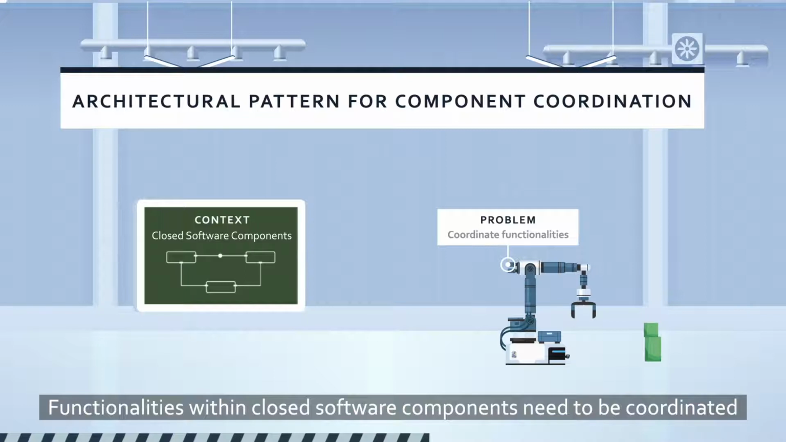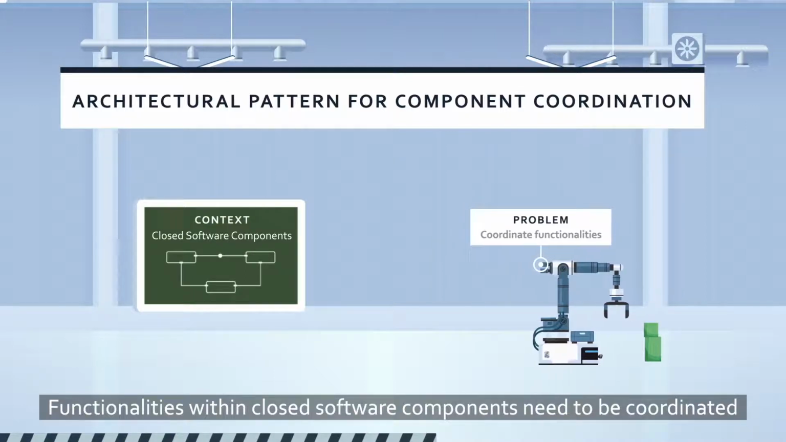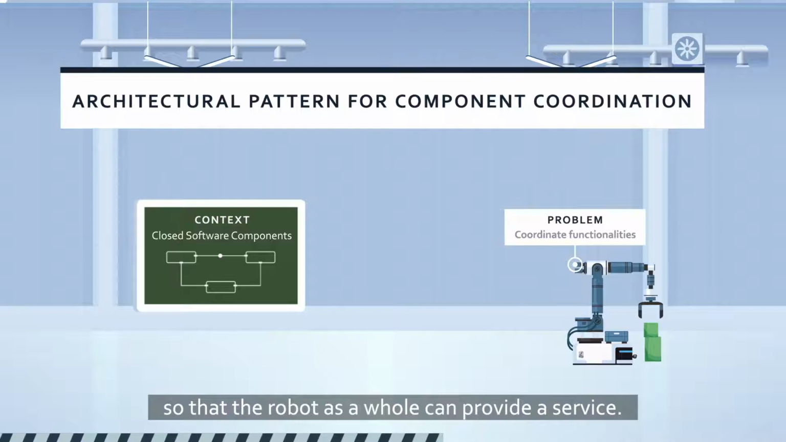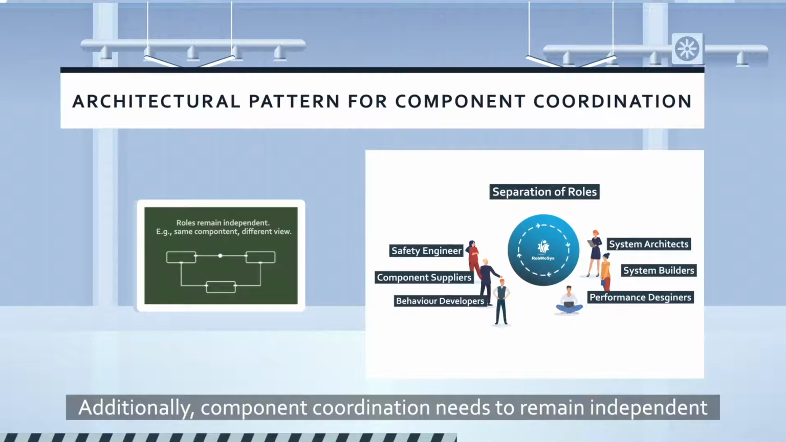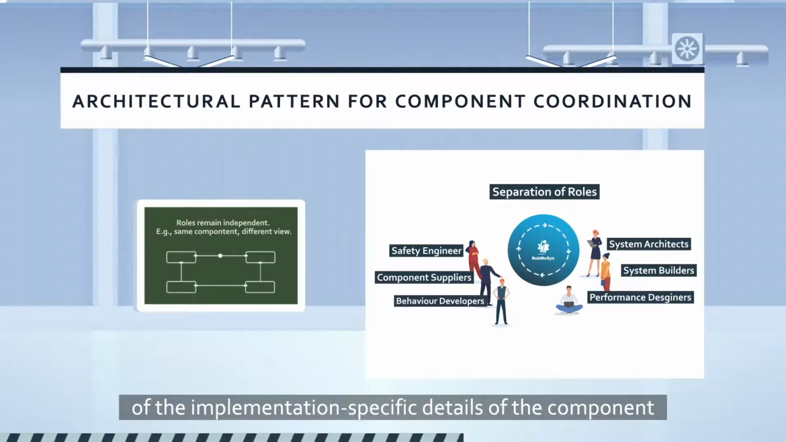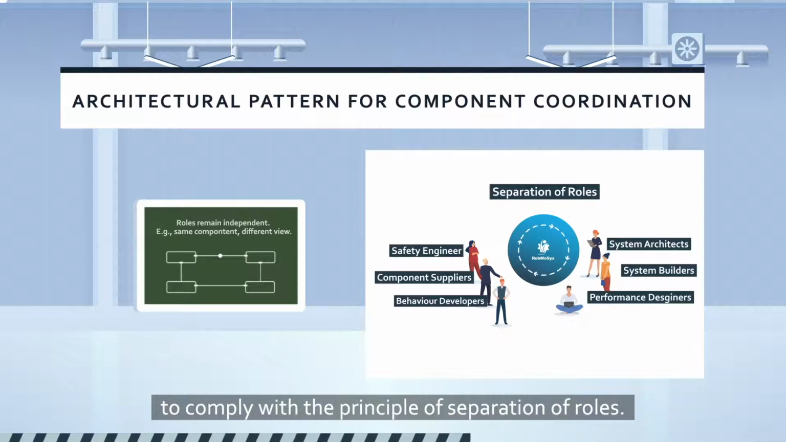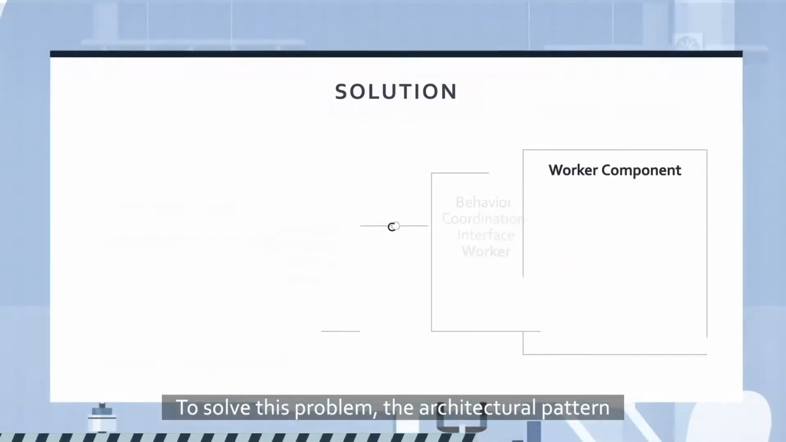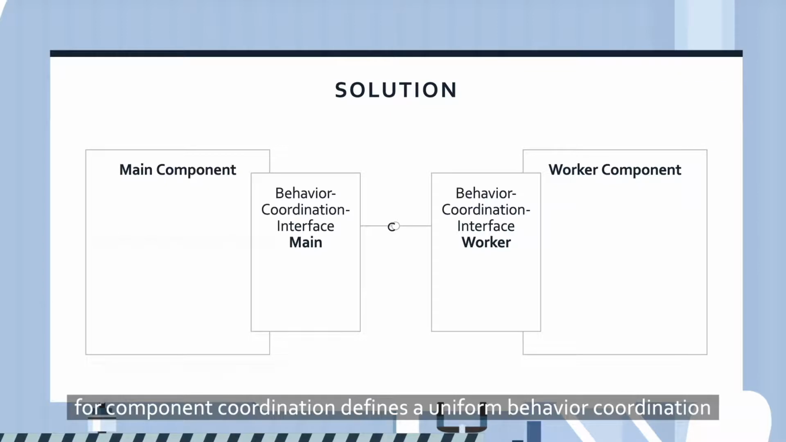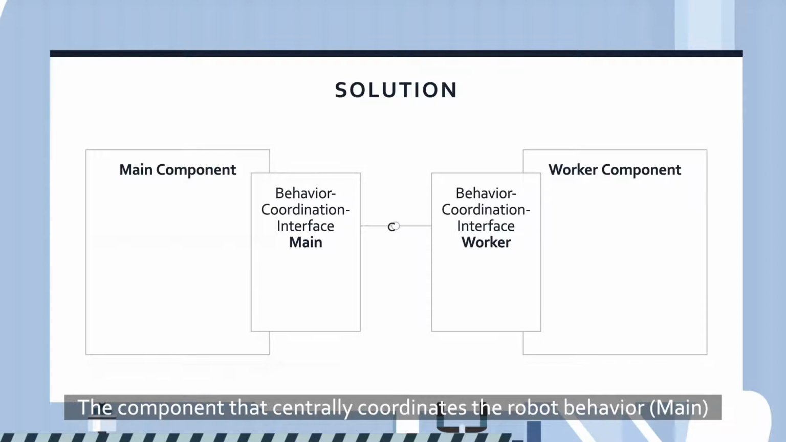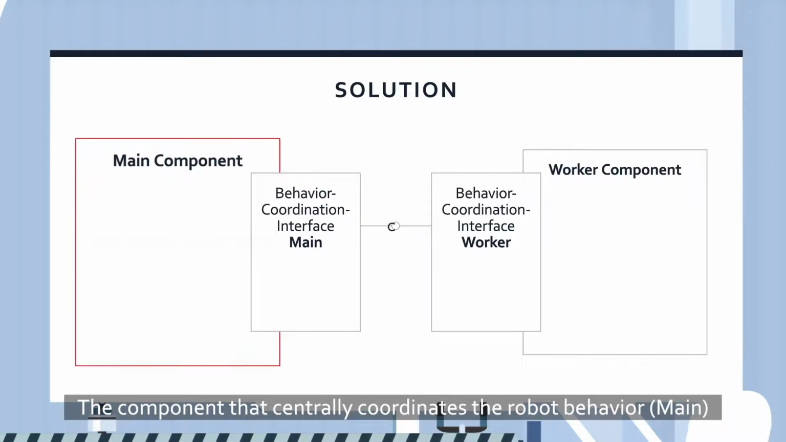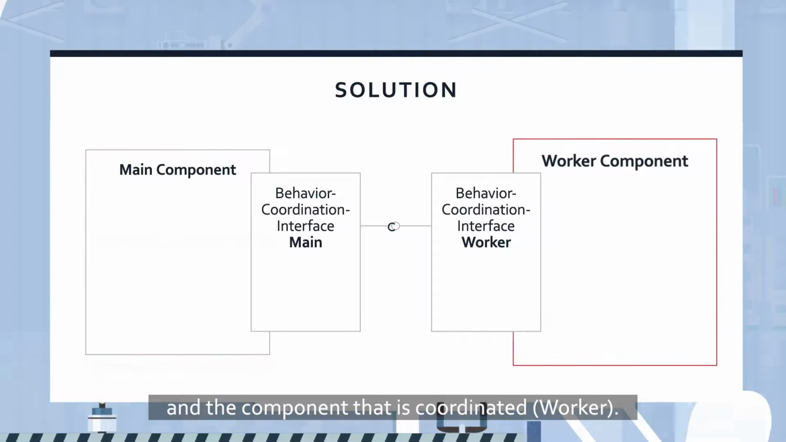Functionalities within closed software components need to be coordinated so that the robot as a whole can provide a service. Additionally, component coordination needs to remain independent of the implementation-specific details of the component to comply with the principle of separation of roles. To solve this problem, the architectural pattern for component coordination defines a uniform behavior coordination interface for robotic software components. The coordination interface has two parts: the component that centrally coordinates the robot behavior, main, and the component that is coordinated, worker.